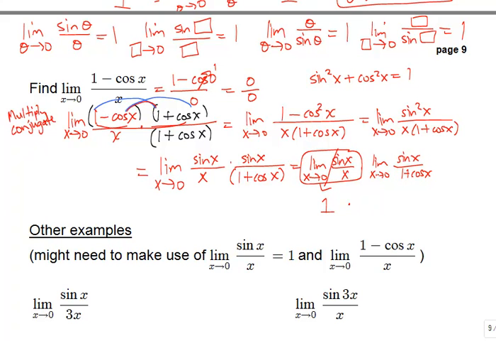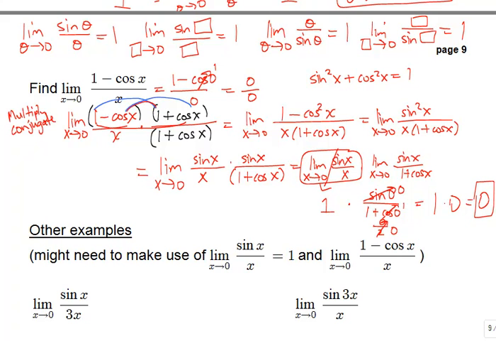If you plug in 0, you're going to get sine of 0 on top and 1 plus cosine 0 on the bottom. Sine of 0 is 0. Cosine of 0 is 1. So this is like 0 over 1 plus 1, which is 2. So that's just 0. So in other words, we are getting 1 from right here times 0. So the whole product goes to 0. So our final answer is that this limit goes to 0.